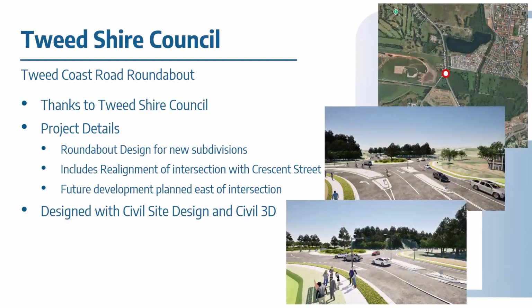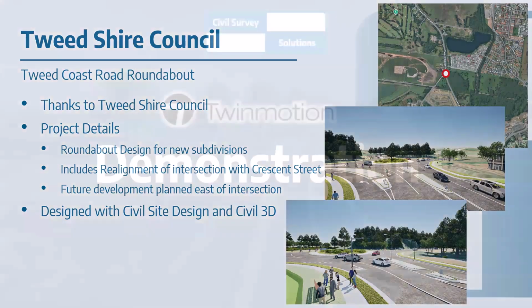Today, what I'm going to do is leverage a real life design from Tweedshire Council. So firstly, thank you to Tweedshire Council for providing us access to this data set. It is a completed roundabout design. Basically, they're building a roundabout for some new subdivision that's being built. They're realigning Crescent Street, which comes in at quite an acute angle to Tweed Coast Road. And this was designed with Civil Site Design and Civil 3D. So I'm going to start by opening that data set up, just very quickly talk to you about that, and then show you how easy it is to move model information into Twinmotion.